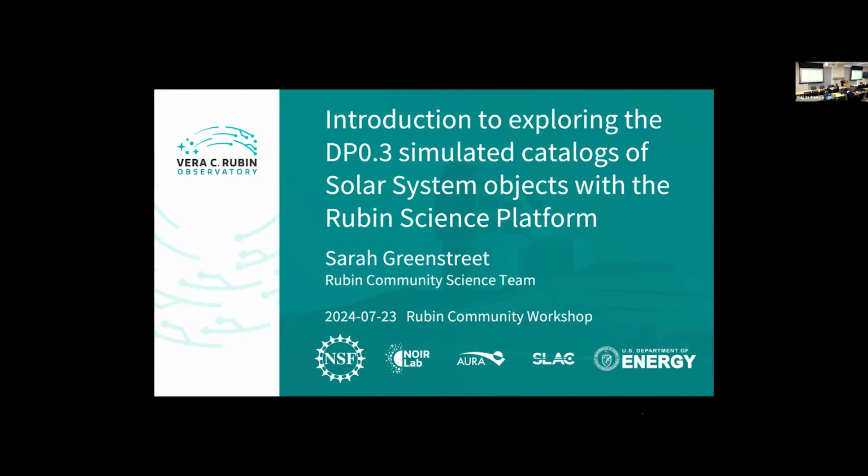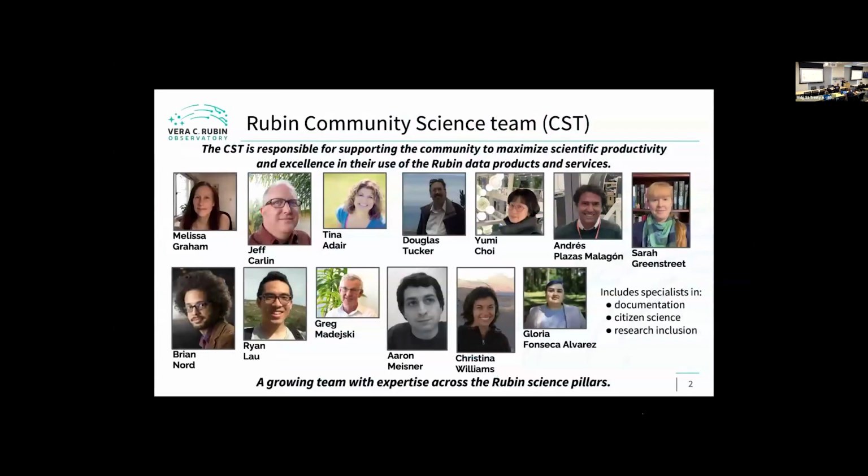One of my roles is as a member of the Rubin Community Science team. If you aren't familiar with our team, we are responsible for supporting the community in order to maximize scientific productivity and excellence in their, or your, use of the Rubin data products and services. So we really are here to help the community be able to do their best science with the Rubin data set. So we are here as a resource for you.